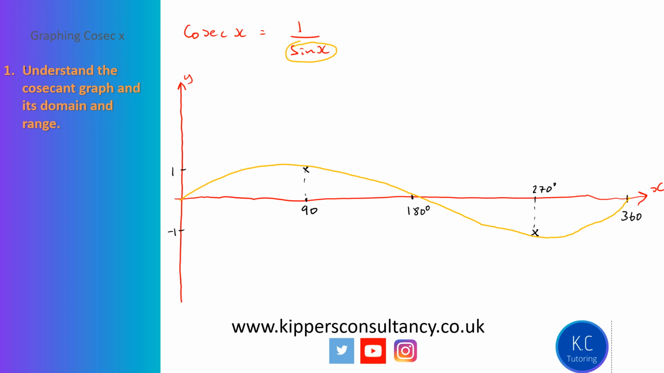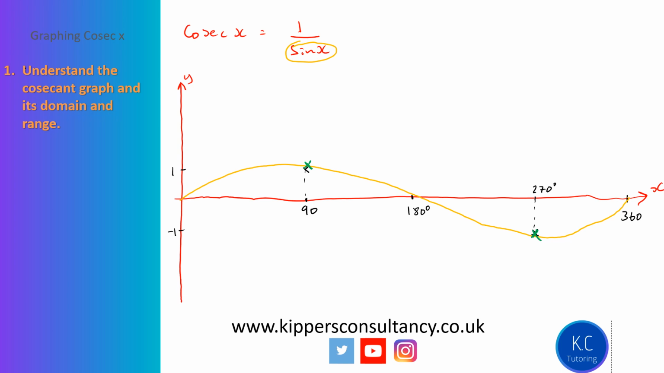And the way to do this is to consider key points of sine x, and then, in order to work out cosec x, do 1 divided by sine x. As I've said earlier, when x equals 90, sine x is equal to 1. Therefore, cosec x would equal 1. So what we can see is that my cosec graph will go through x equals 90, y equals 1. Likewise, when x is 270, sine x is equal to -1, so cosec x would equal -1.